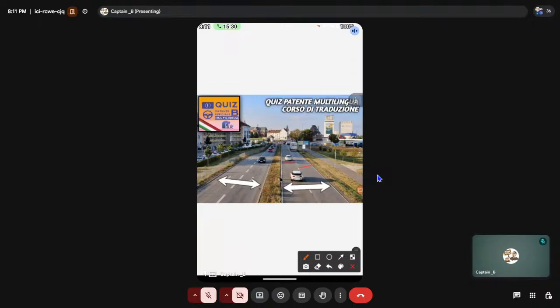Okay? So, the white line does not divide the road into carreggiata. The discontinuous white line there did not divide the road into carriageway, but it divided the road into corsia. So what is corsia? Corsia is a lane for circulation. Carriageway is the complete road. All right? Inside the carriageway, you can have corsia.